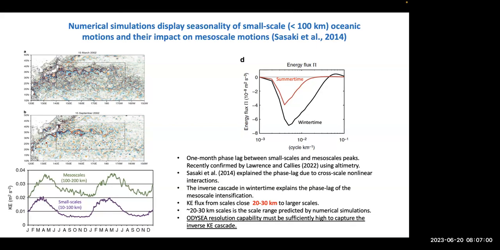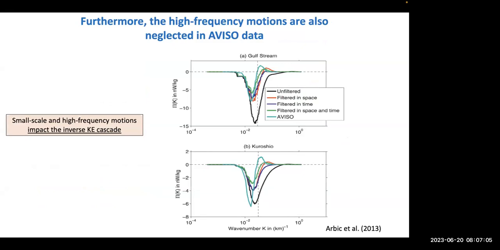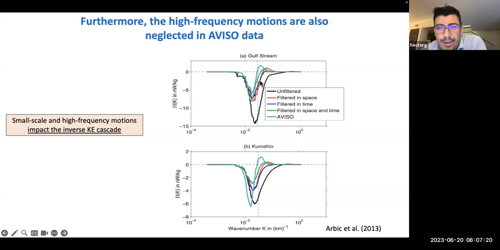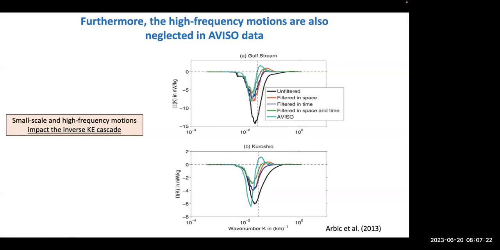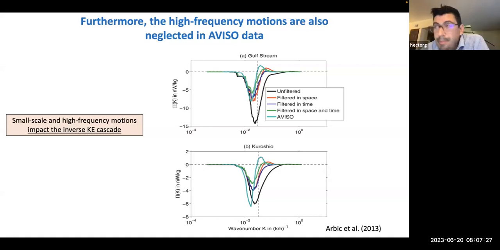Hector, mind if I jump in for just a second on that last slide? What I also found is that if you filter the model in space and time in a manner similar to the construction of the Aviso product, then you get that green curve, which looks a lot like the Aviso curve. So if you take the model as truth and you filter it, you get something that looks like what you get from Aviso. It emphasizes the impact of the smaller scales and high frequency motions on the kinetic energy fluxes. Yeah, thanks, Brian.